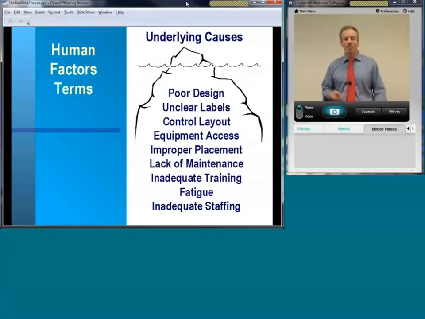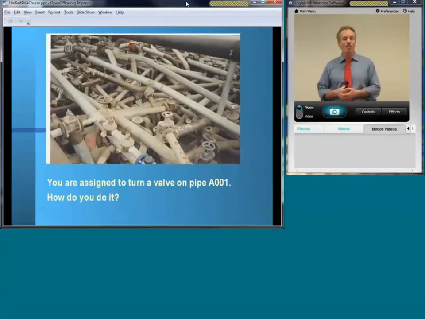Some examples of things that aren't too good. I was told this is a photograph from an actual facility. Labeling is poor, trying to find a valve is poor. This is a situation that is very prone to error.